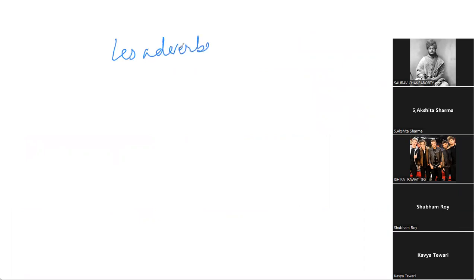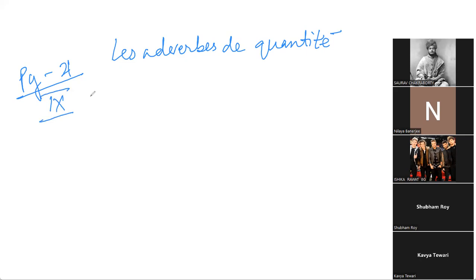Les adverbes de quantité. So for that, let us open this one. The exercise below that one, we have 9, on that same page, page 21. Neuf. Complétez avec des adverbes de quantité. We have etc. given there.